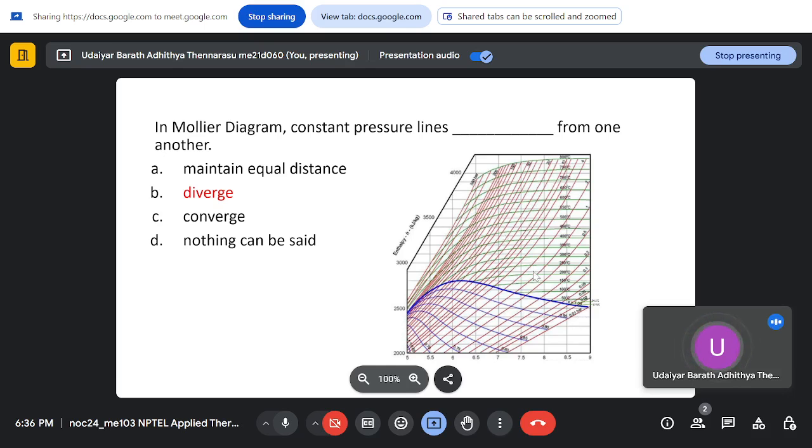So if you see these red lines, compared to a lower temperature, at higher temperature the gap between two lines is more, so these basically diverge. So in a Mollier diagram, constant pressure lines diverge from one another. So the answer is option B.